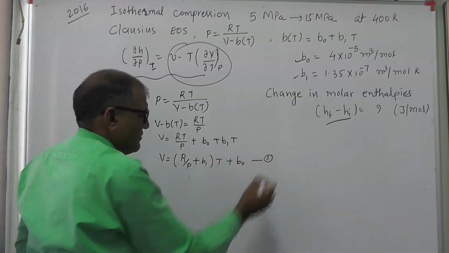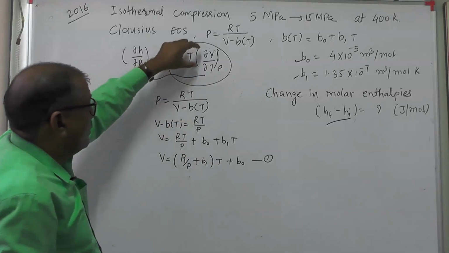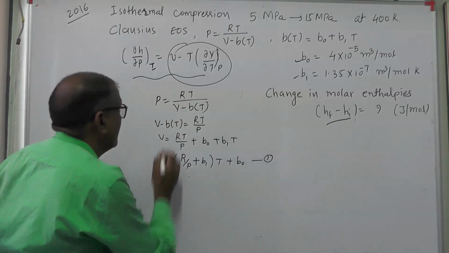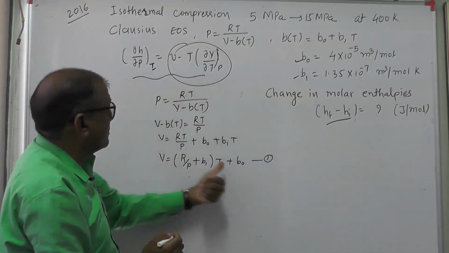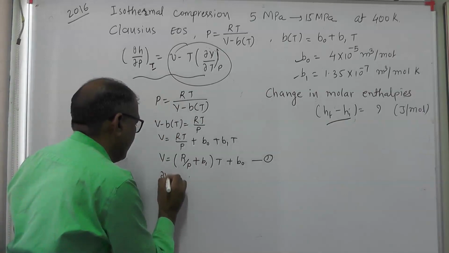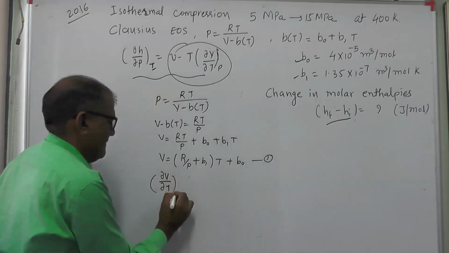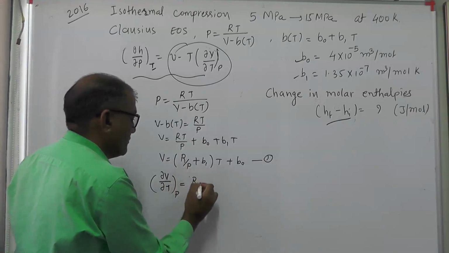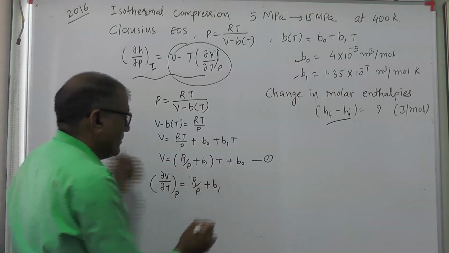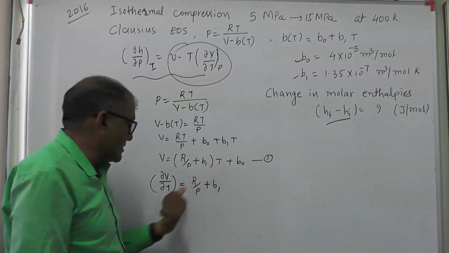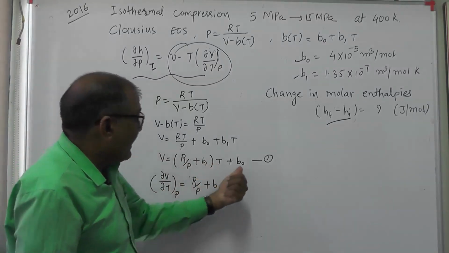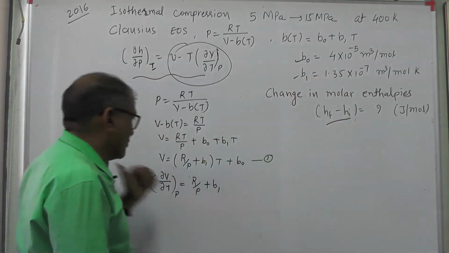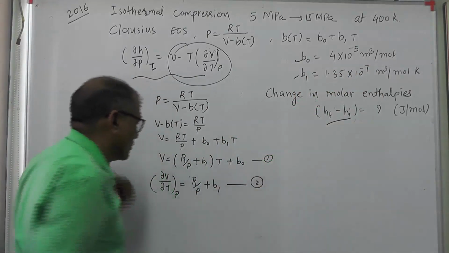So this is an equation of V, but now I need to calculate del V over del T at constant pressure. So if we take the derivative with respect to temperature on both sides, pressure is constant, so it would be R by P plus B1, because the derivative of temperature T with respect to temperature is 1, and B0 is constant, independent of temperature, so this would be 0. This is equation number 2.